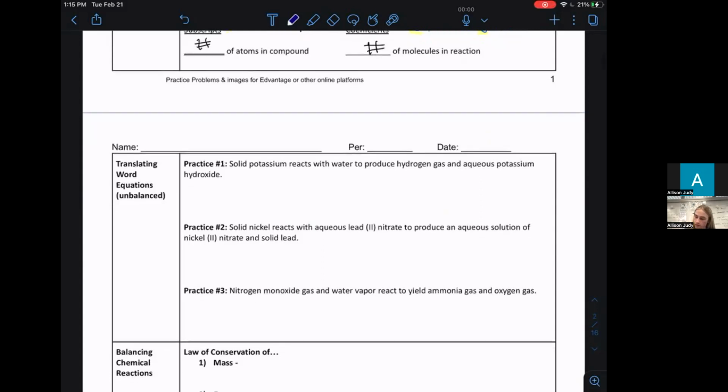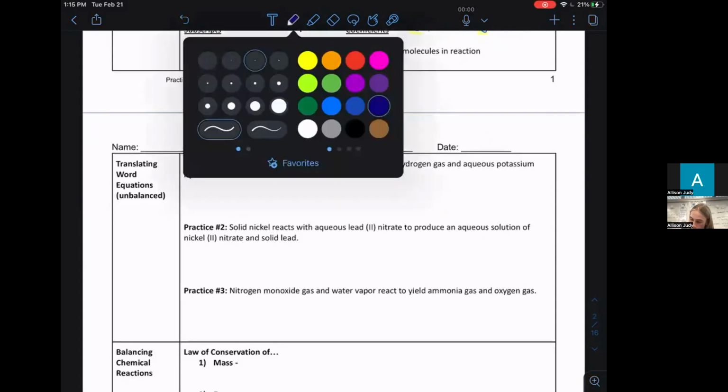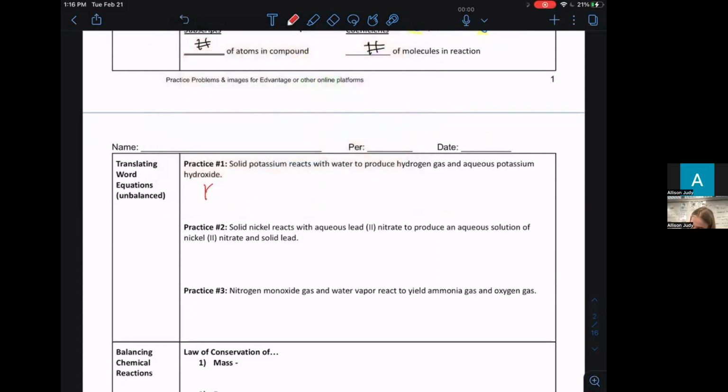So on the left side, our reactants will be potassium, and we'll put an S in parentheses because it's solid, plus water. Water is almost always a liquid, unless it says otherwise. And that produces hydrogen gas. This is an important point to remember, that hydrogen is diatomic, H2 gas, and aqueous potassium hydroxide. This is another important part.